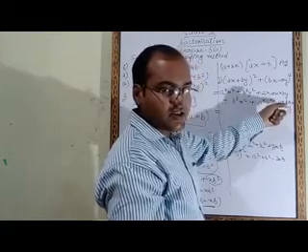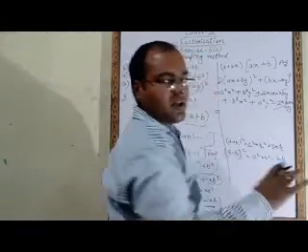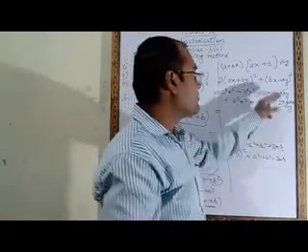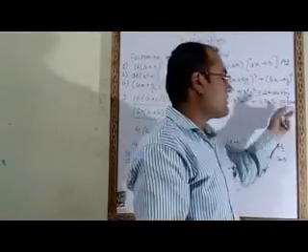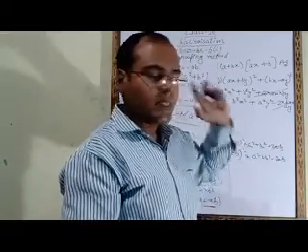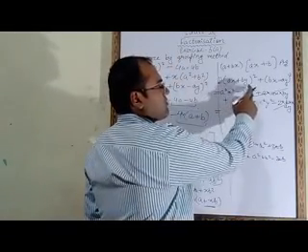2axby. Both are same. So what we will do? This is plus 2axby, this is minus 2axby. We will cancel these two because these both are exactly same. The only difference is of sign. This is positive number and this is negative number. So these two will get cancelled. Now a square x square plus b square y square.